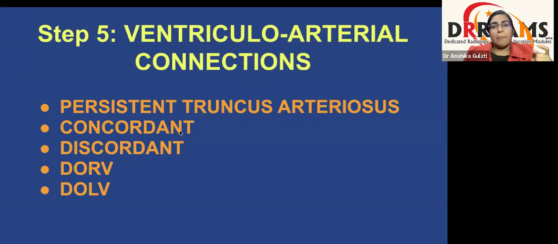Other possibility, what normally happens: LV to aorta, RV to pulmonary artery. So concordant. LV to pulmonary artery, RV to aorta is discordant, as in cases of TGA. Double outlet right ventricle, both arising from the right ventricle. Double outlet left ventricle, both great arteries arising from the left ventricle. So these are all the options for step 5.